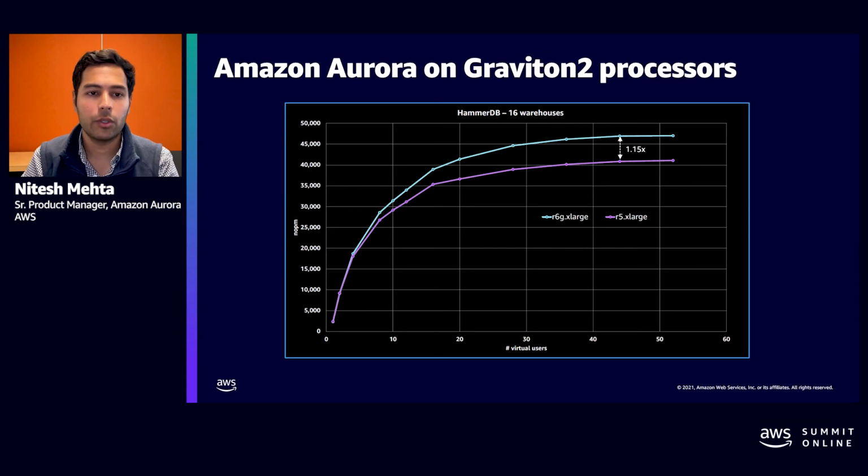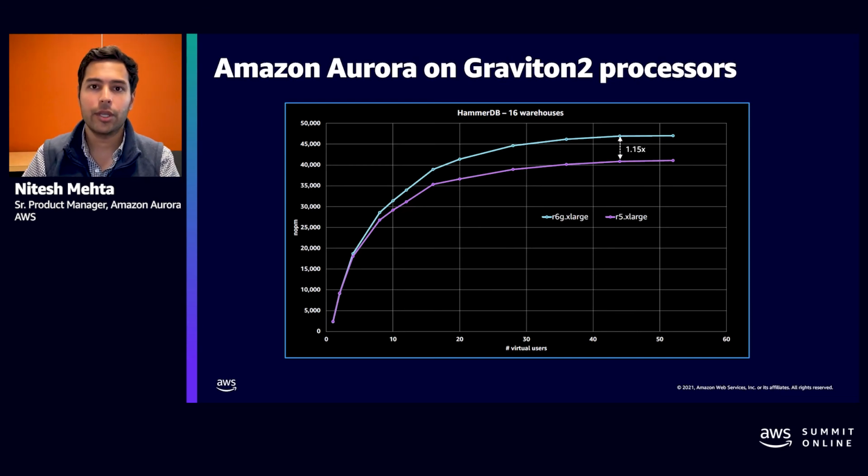So here I'm showing you using an R6G large and comparing that with an Intel R5 large on Aurora. We ran a benchmark using HammerDB. We used roughly 16 warehouses. And you can see that as traffic scales on the higher end, Graviton is more than 1.15 times faster than a comparable sized R5 instance.